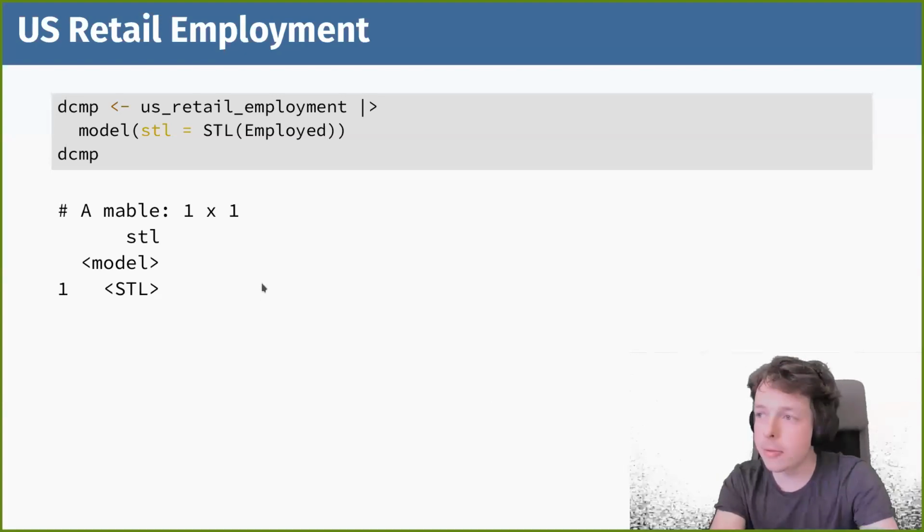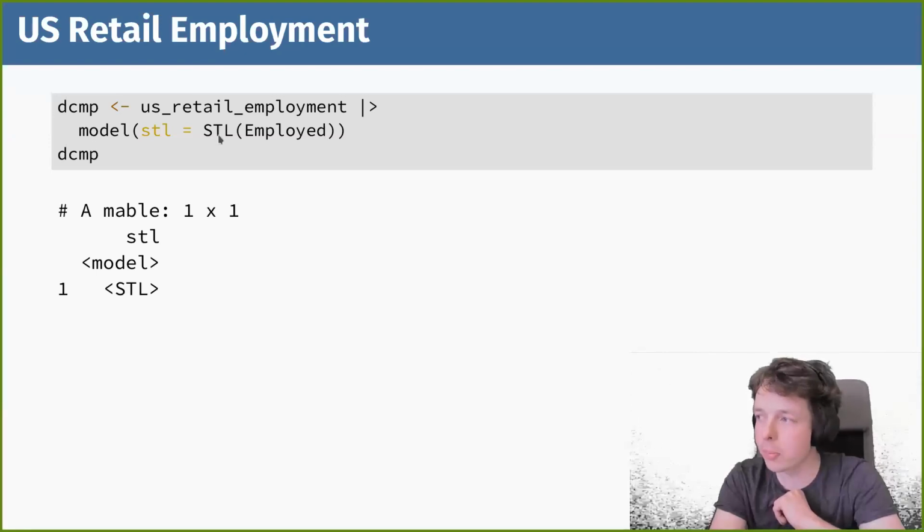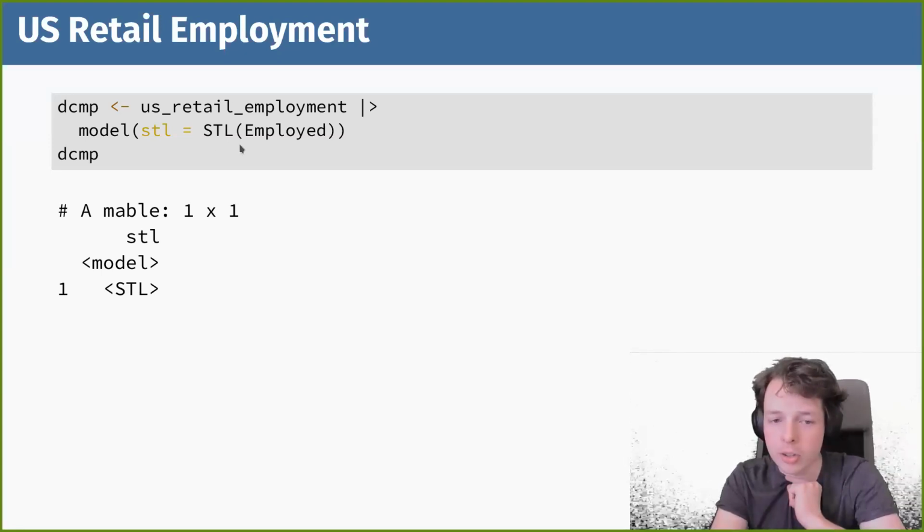Now this is the first model. We'll see a few models this week, but the first model that we see is for decomposition. And to estimate a model, we need to train the model on data using the model function, and then specify the model using the STL function for an STL decomposition. Tomorrow we'll see some other types of models that can be used. But for today, we're just going to use this approach.